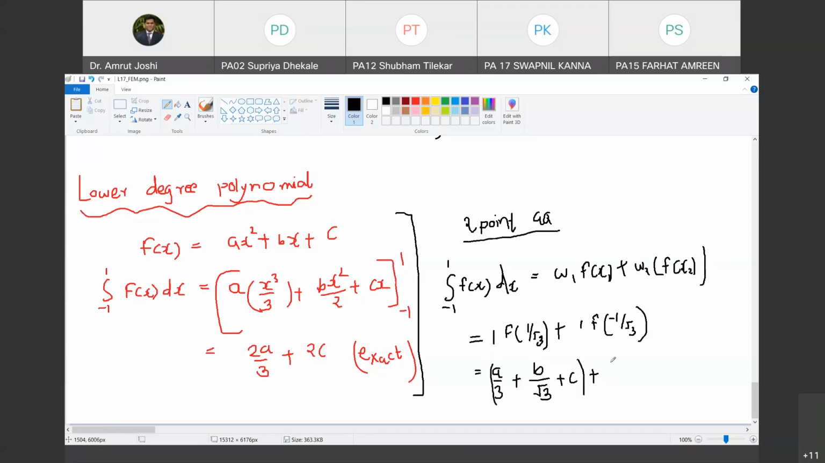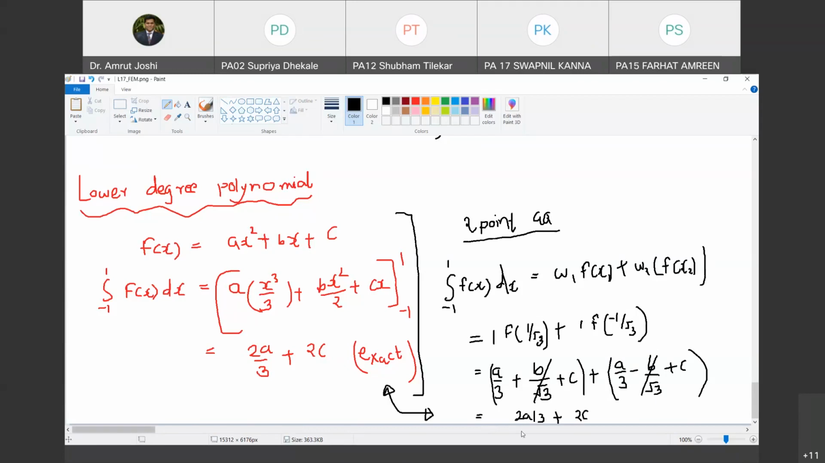Plus 1 into f of -1 by root 3. So if I substitute -1 by root 3 here, -1 by root 3 squared is 1 by 3. So I will again get a by 3. Happy? Yes, sir. I will get minus b by root 3, plus c. So the plus b by root 3 and minus b by root 3 are going to get cancelled. And what you get is 2a by 3 plus 2c, which is the same as the exact one.